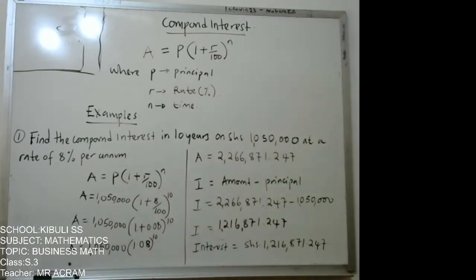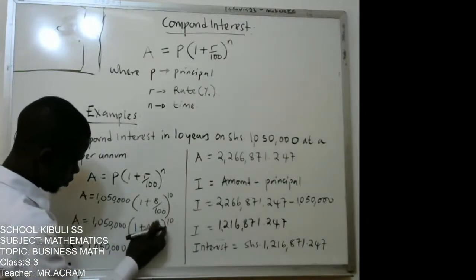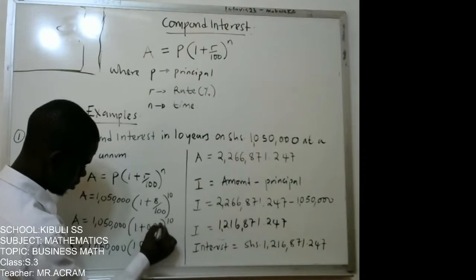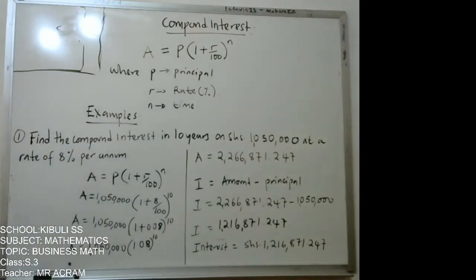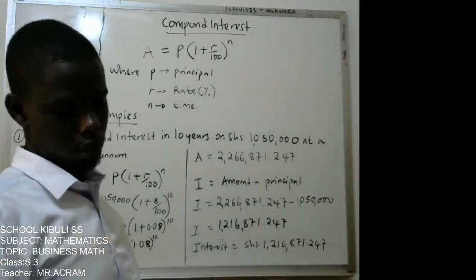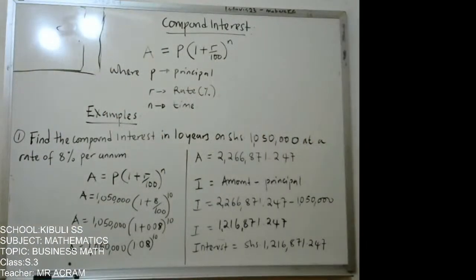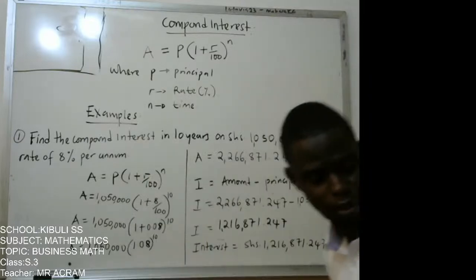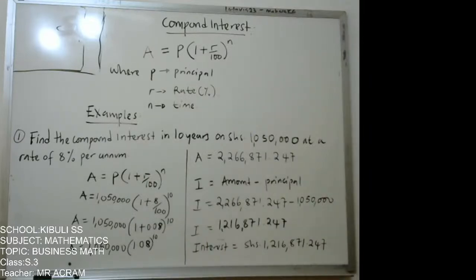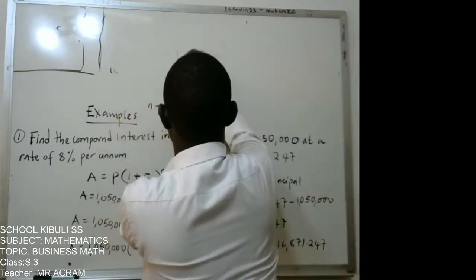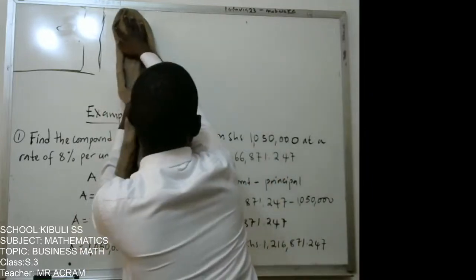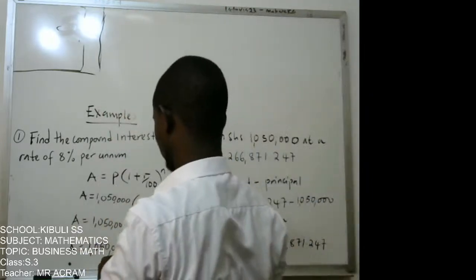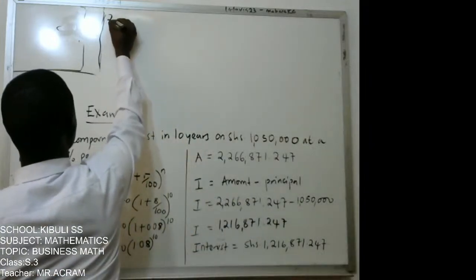This is 0.08, please. Okay, so allow me to go to another example very fast. If I scrub off this, then I write example 2.